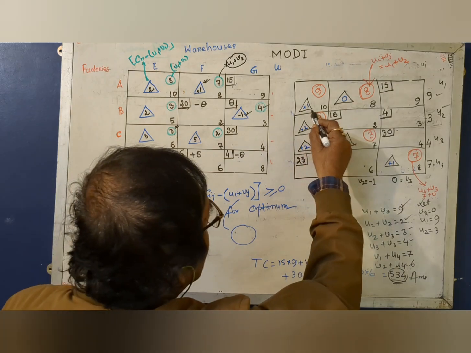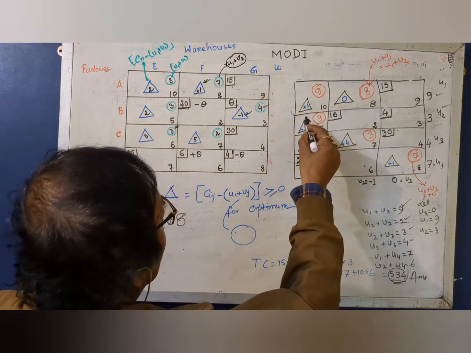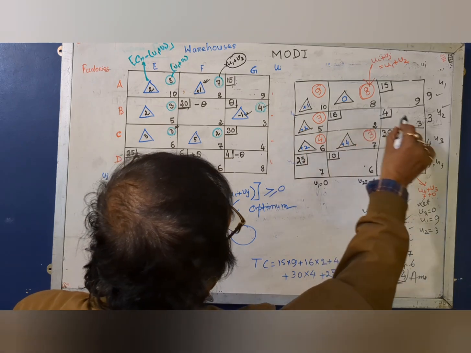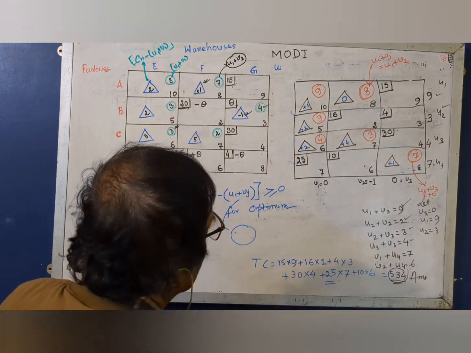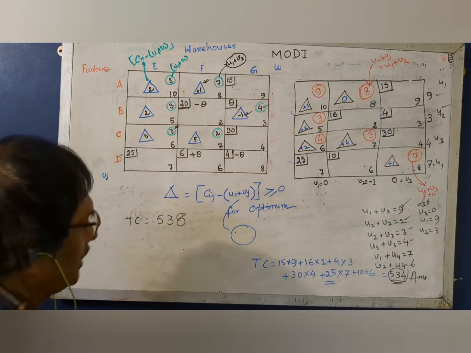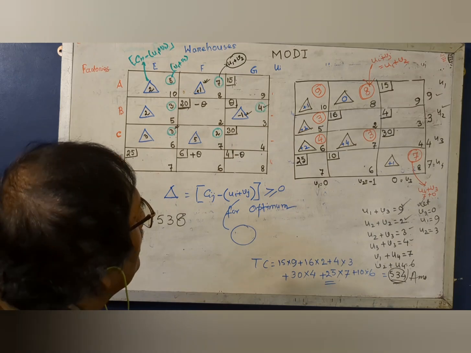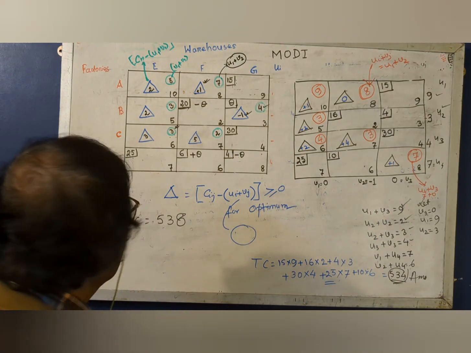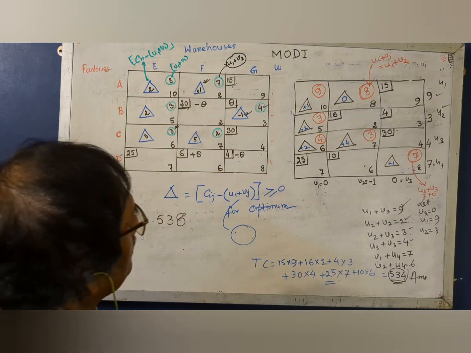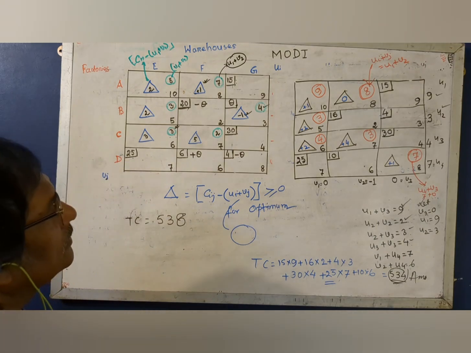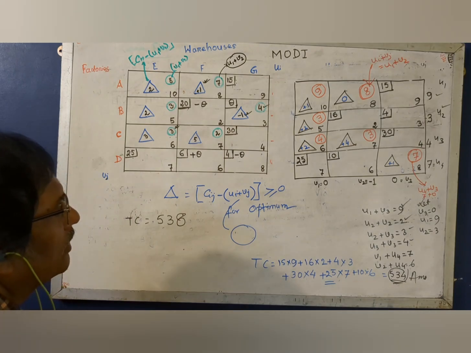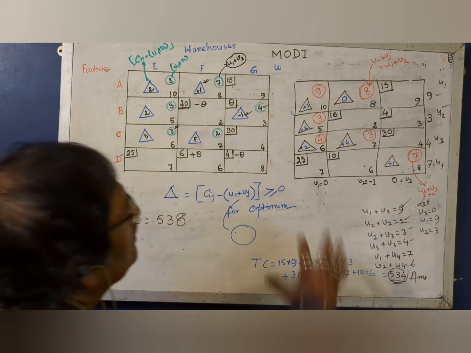And as all the net evaluation values, Cij minus (Ui plus Vj), are greater than or equal to 0, that means the optimum has been reached. In this way, you can find out the optimum allocation for any transportation problem in two steps. In the first step, find the basic allocation, which is not optimum, and in the second step, using the Modi method, you can find out the optimum allocation.